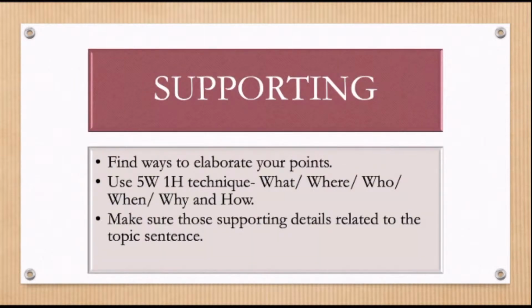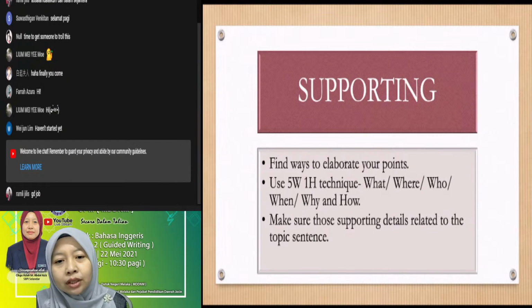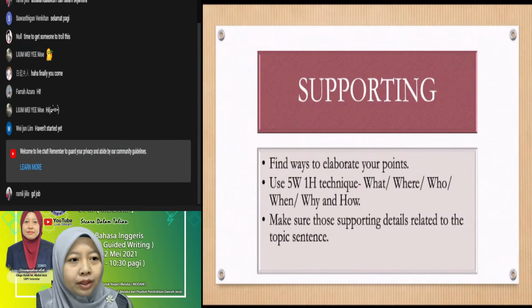Okay, the fourth stage is for supporting. So this is the way on how you can elaborate your points. The famous technique, or I think most of us use, is the 5 wives and 1 husband technique. So ask yourself the questions what, where, who, when, why and how. The answers that come from those questions will be part of the elaboration in your essay. Then you need to make sure that those supporting details are related to the topic sentence. You cannot write something that is not related to the topic sentence. Okay, so make sure it is related. So always ask yourself the questions what, where, who, when, why and how. Those answers can be used in your paragraph.